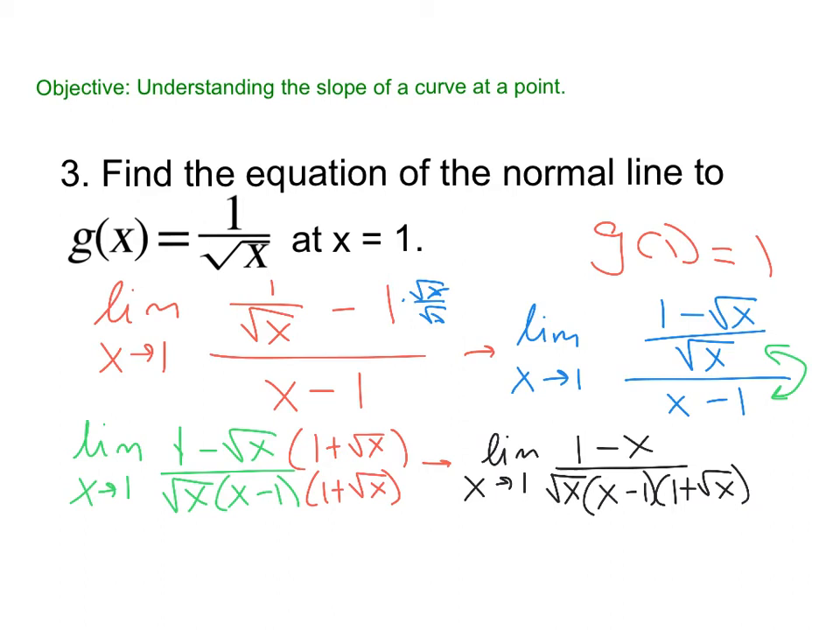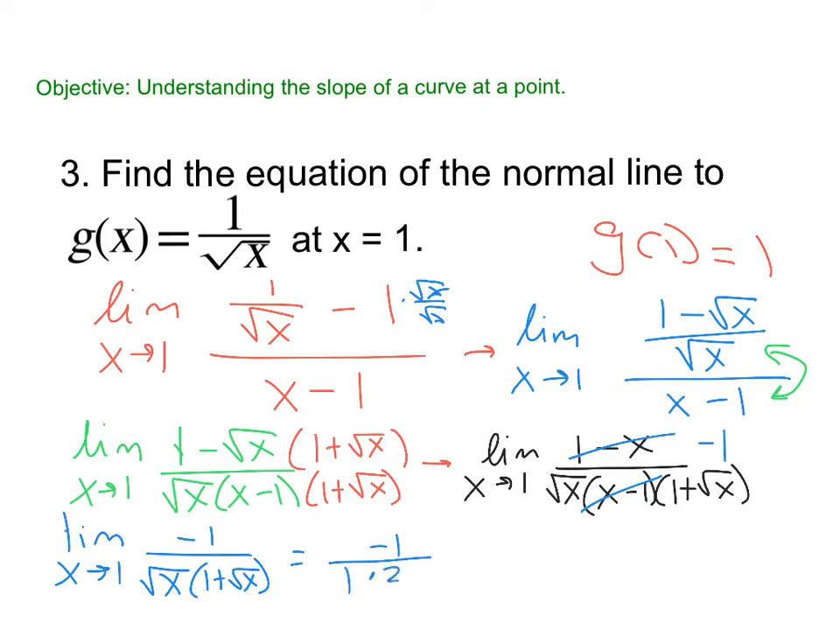Then the x minus 1 and the 1 minus x cancel to a negative. So remember, you're left with a -1 on top. Finally, we have the limit as x approaches 1 of -1 over root x times (1 plus root x), which is -1 over 1 times 2. So we get -1/2 is our slope, right? So m is -1/2, but we're looking at the normal line.